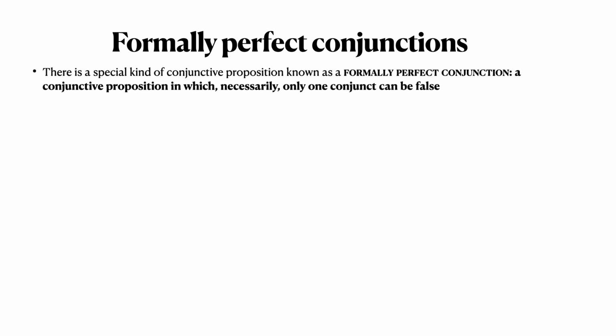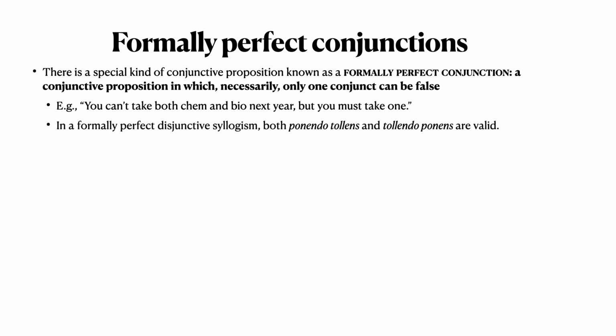The formally perfect conjunction is a conjunctive proposition in which necessarily only one conjunct can be false. For example, you can't take both chem and bio next year, but you must take one. In other words, not both, but at least one. In a formally perfect conjunctive syllogism, both ponendo tollens and tollendo ponens are valid. In other words, when it's not both and at least one, you can't go wrong.